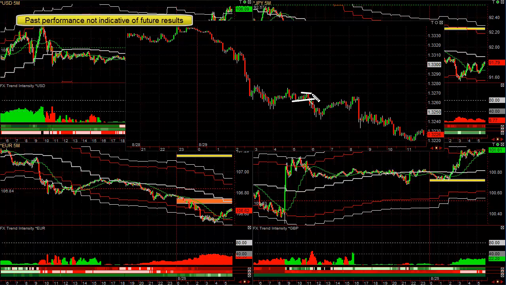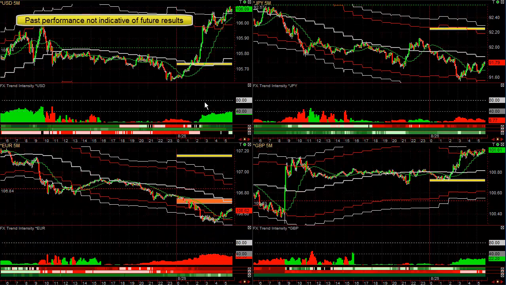Wait for it to break these lows. Put your stop above here, risking less than 10 pips. And as you can see, you might have made 10 pips, or if you got out here, even up to 18 pips. So the currency indexes work, but they also let you know when it's a little bit riskier trade.